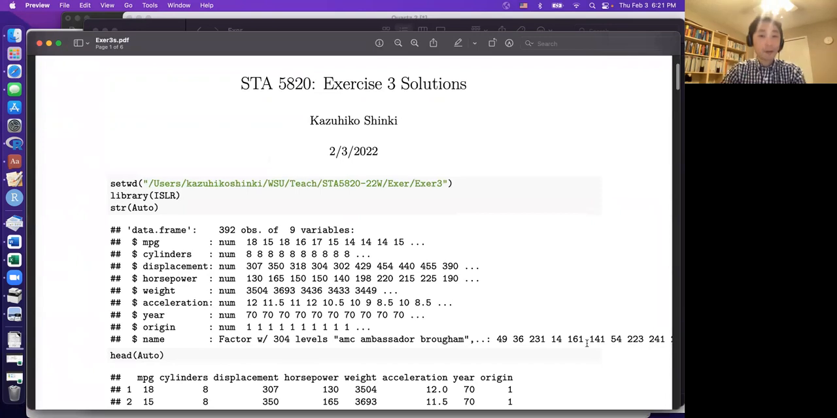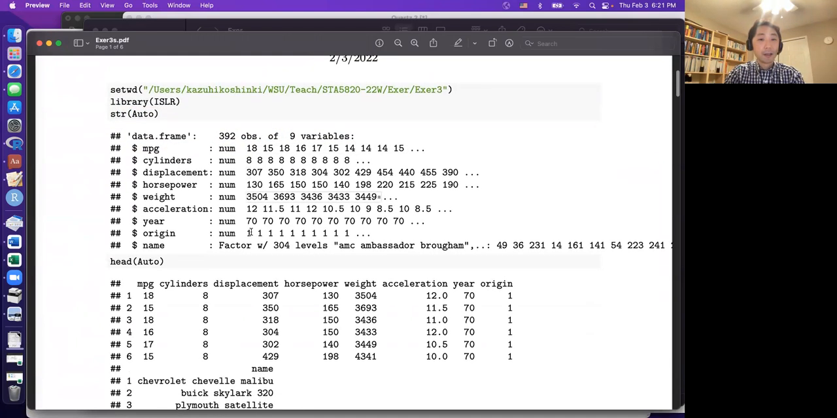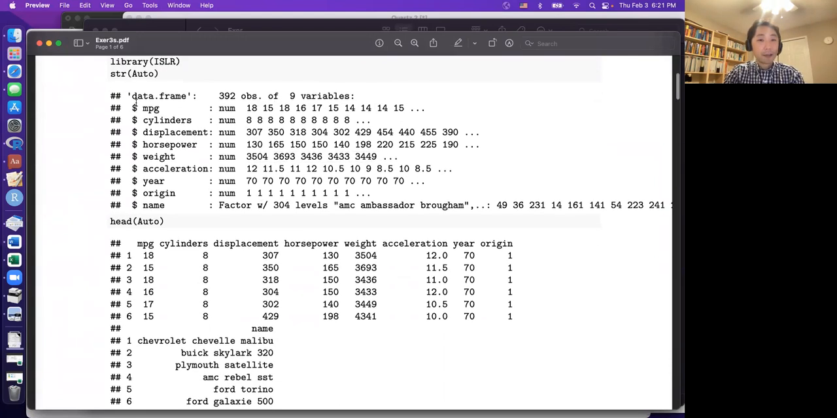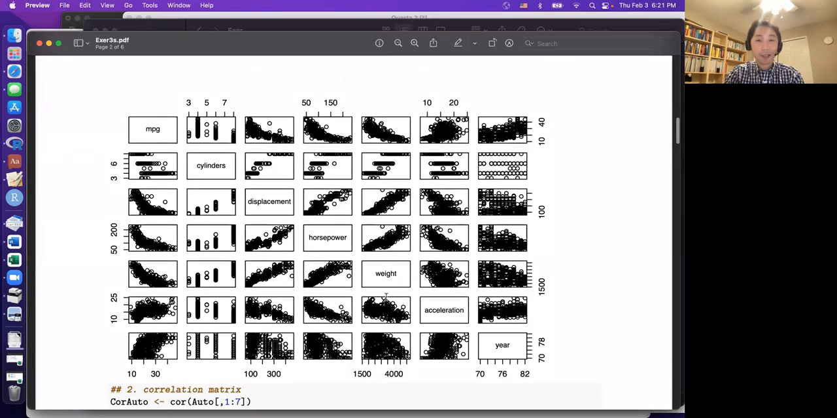So this is exercise 3. We use the ISLR package, and this is the automobile data: 392 observations, 392 car models, with MPG, number of cylinders, displacement, horsepower, and so on. At first, this is a scatter plot. We can see the pairwise scatter plots and see tendencies. For example, MPG and weight do not have a linear relationship; we have some curvature. Some variables have a linear relationship, for example displacement and weight, where we have a clear linear trend.